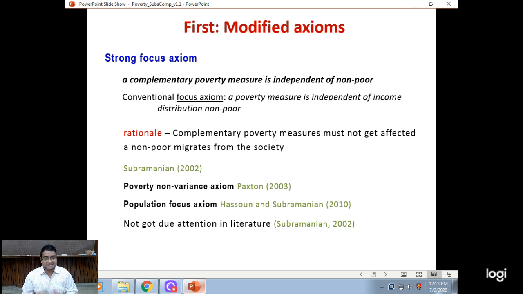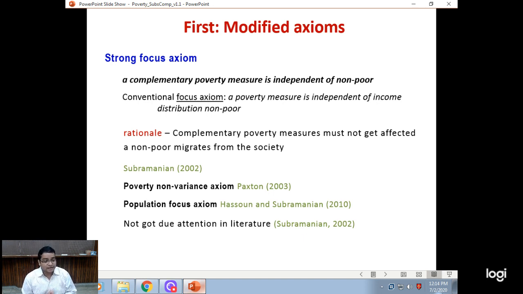Focus axiom basically says a poverty measure is independent of the income distribution of the non-poor. Quite fair, because if the income level of the non-poor changes, the poverty value should not change. But in the complementary measure, which is concerned with the poverty of the poor, this focus axiom needs to be stronger, in the sense it should say a complementary poverty measure is independent of the non-poor.